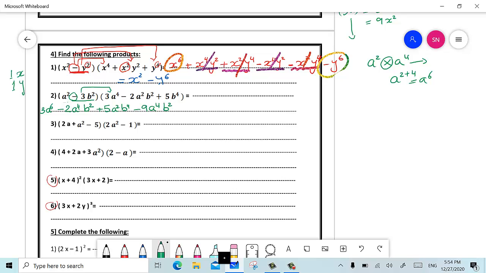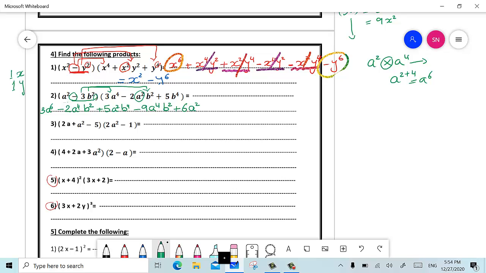And then I'm going to multiply negative 3b squared by negative 2a squared b squared. Negative times negative, so I'm going to have positive. And 3 times 2, this is 6. A squared, I have nothing. I have no variable a in the first term, so a squared is going to remain as it is.